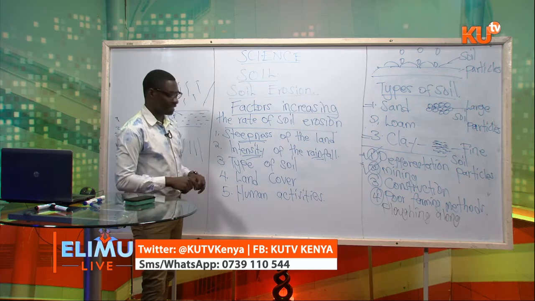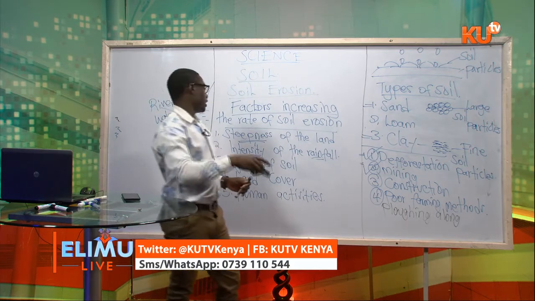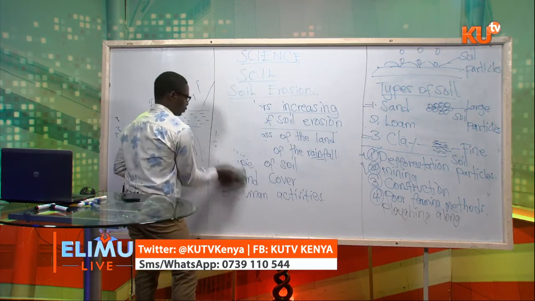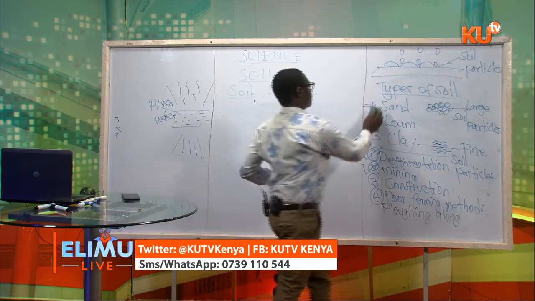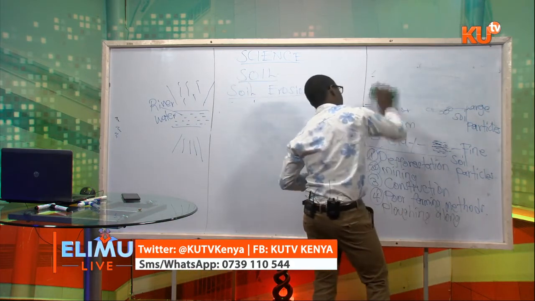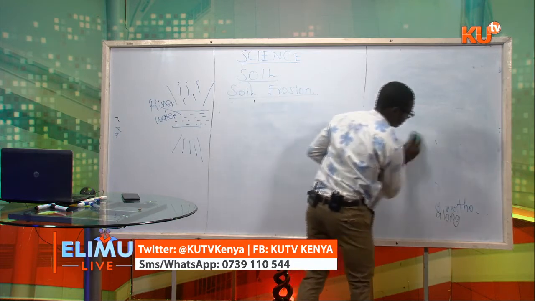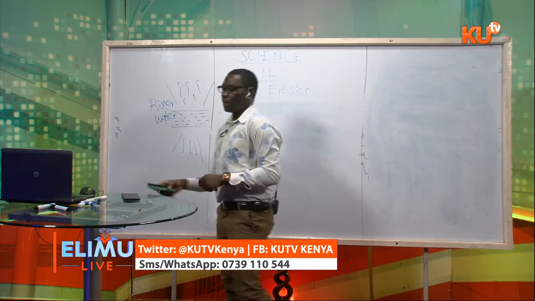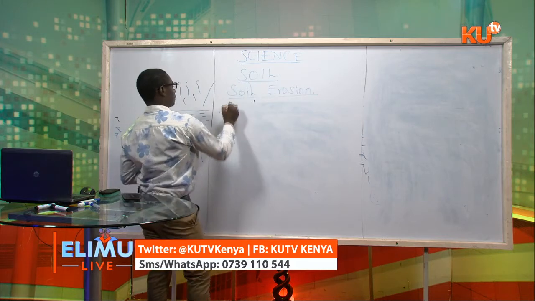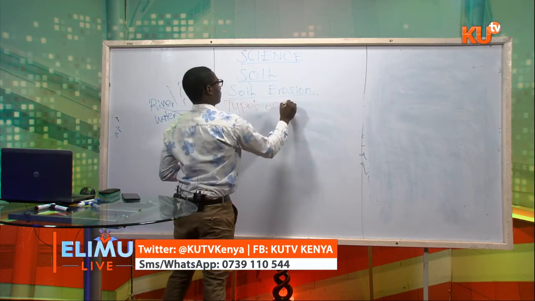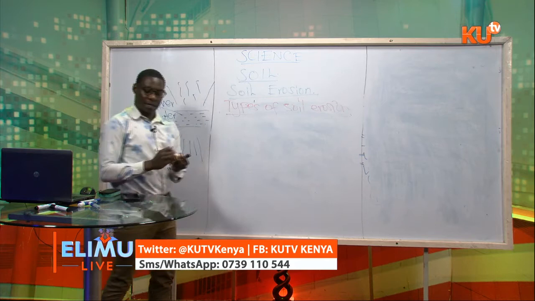So these are the factors that increase the rate of soil erosion. So we can look at our last objective, which is types of soil erosion. This one is our last objective, which also forms part of the main part of the lesson. We have 4 types of soil erosion that usually occur. I want to list them, then explain later.